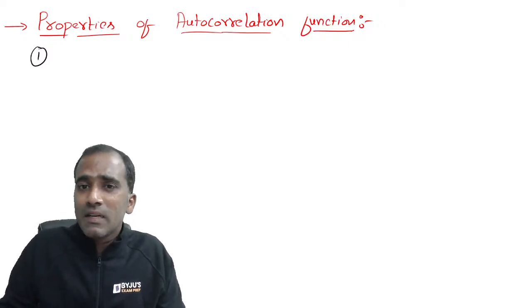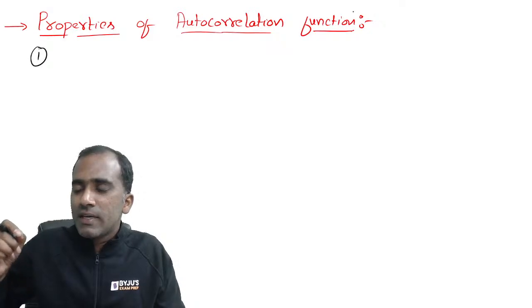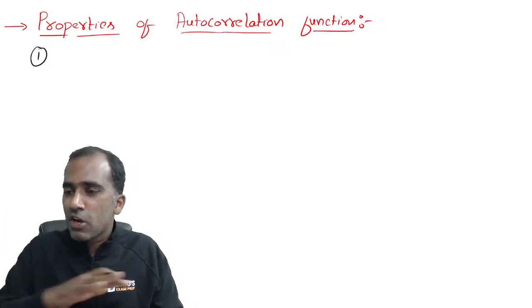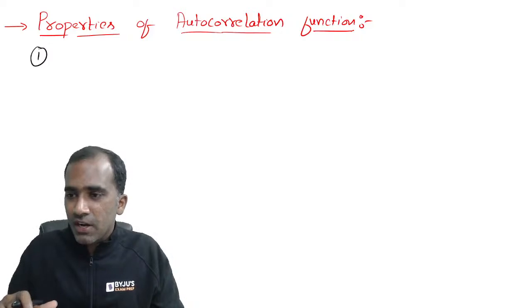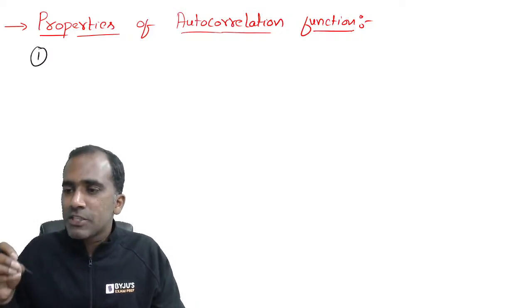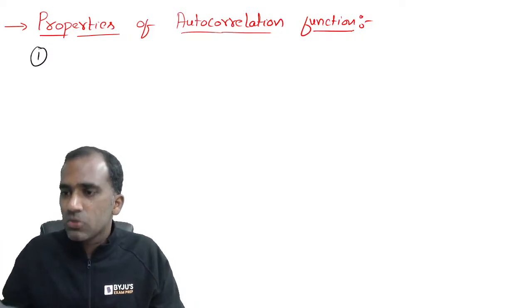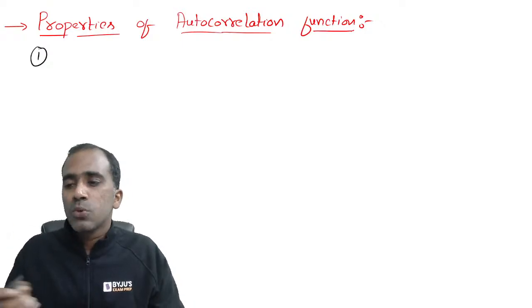But we'll generally be talking about our intention is only discussion of wide-sense stationary random processes. We are not at all interested in non-wide-sense stationary random processes. In a problem, if they don't mention wide-sense stationary random process, you can assume it is wide-sense stationary and do the problem.